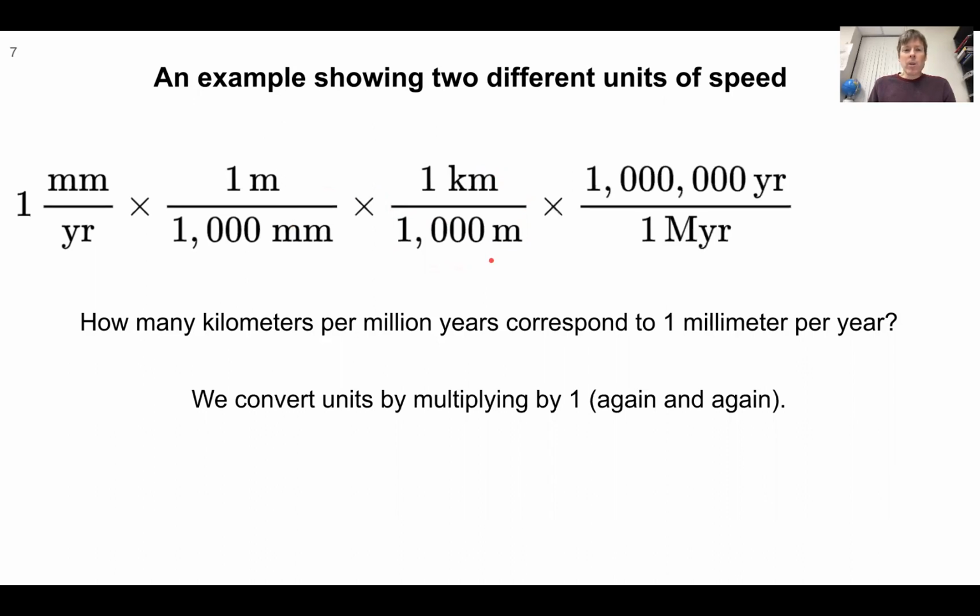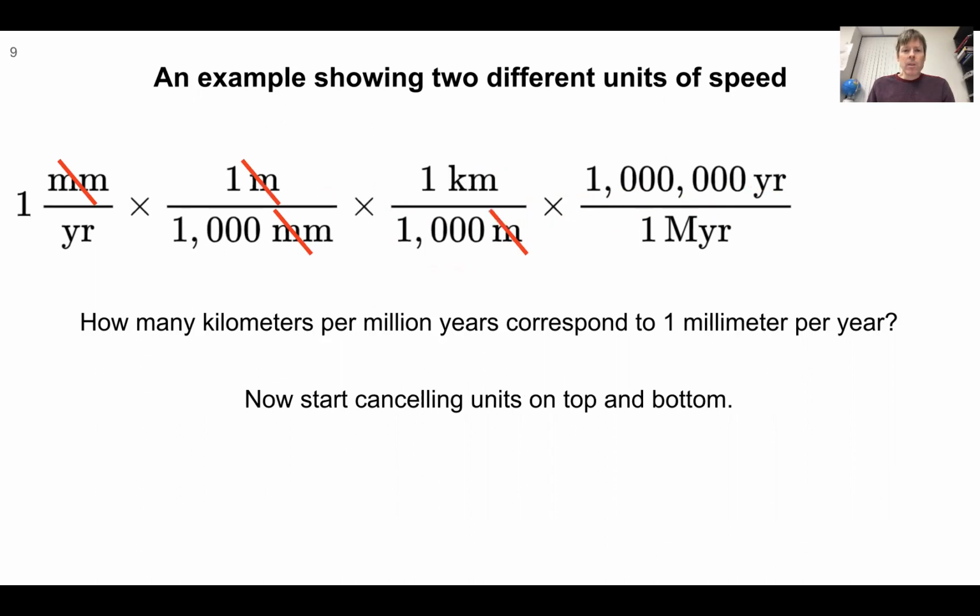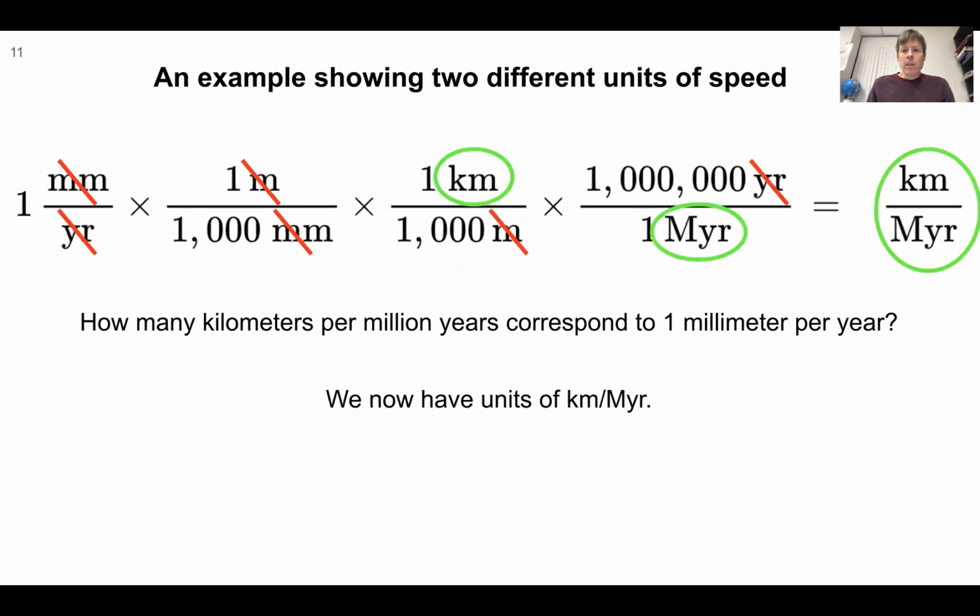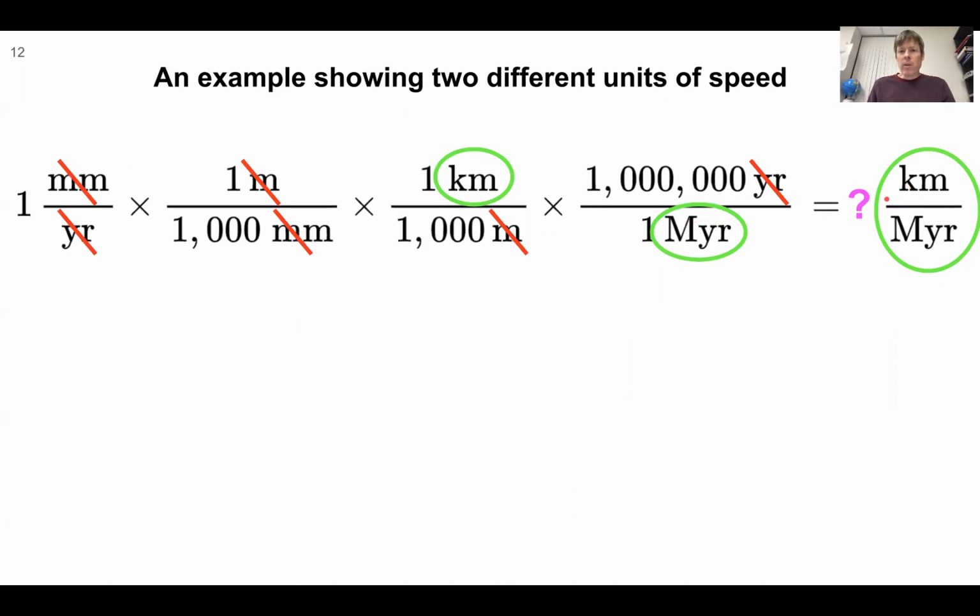And now we want to convert from the years to million years. So we put 1 million years on top. We have 1 million years on bottom. And then we start canceling units on top and bottom. Millimeters, meters, years. And we're left with the units kilometers on top, million years on bottom. That's what we want. The question is, what number goes out in front of that?